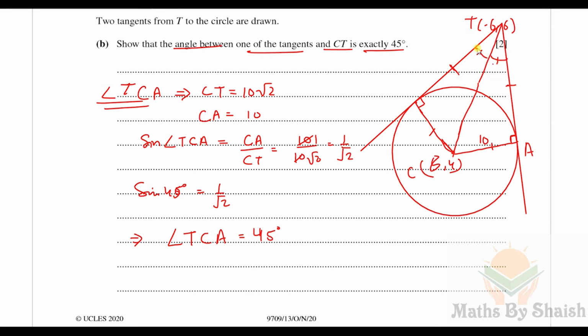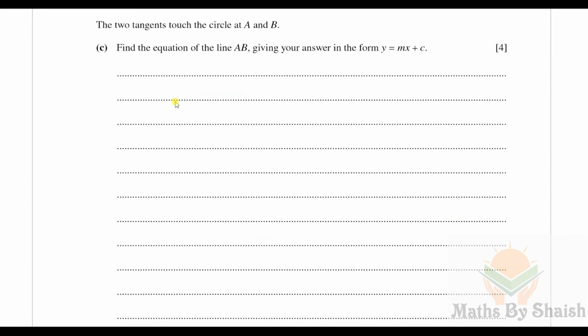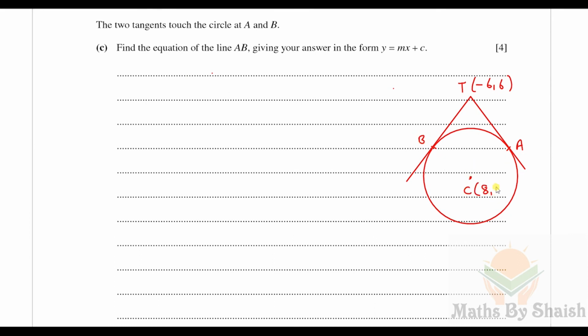Let's do the next question now. The two tangents touch the circle at A and B. Find the equation of line AB, giving your answer in the form y = mx + c. I'll draw the scenario again. This point is T, which is of course given as (−6, 6), and let's say these two points are A and B, and the center is C, which was (8, 4) from the previous part, and we know that these two angles are going to be 90 degrees and 90 degrees.